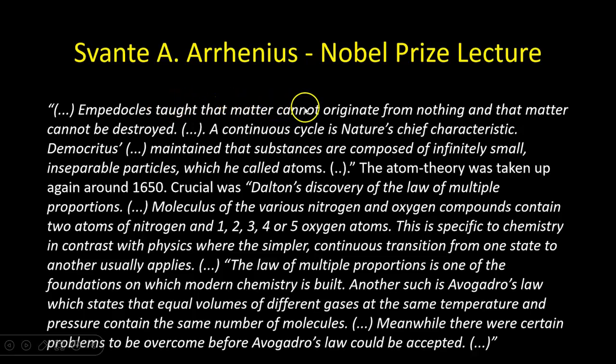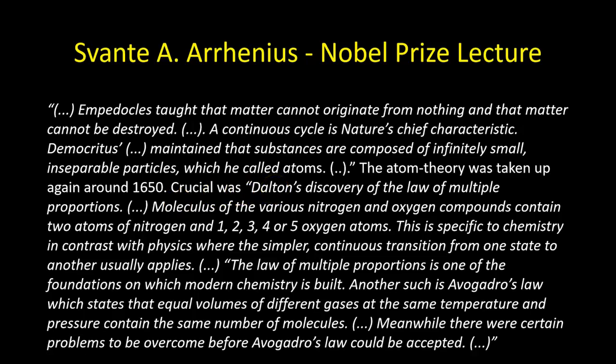Empedocles taught that matter cannot originate from nothing and that matter cannot be destroyed. This old Greek philosopher saw a continuous cycle as nature's chief characteristic. Democritus, another Greek philosopher from ancient times, 3,500 years ago, maintained that substances are composed of infinitely small inseparable particles which he called atoms. The atom theory was taken up again around 1650. Crucial was Dalton's discovery of the law of multiple proportions.